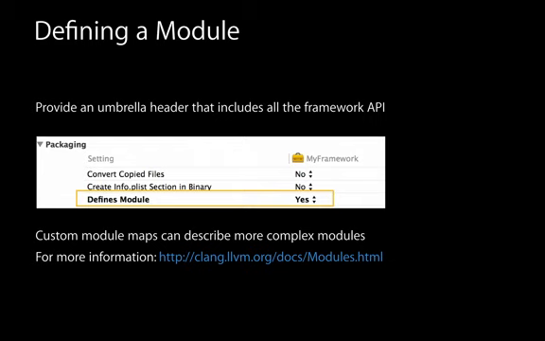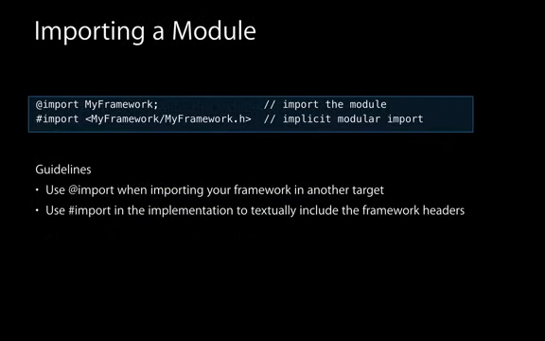After you've created a module, you'll want to use it. How do you do that? There's an @import keyword followed by the module name that tells the compiler, I want to import this module. If you haven't had a chance to update your code and you still have a #import to include the umbrella header, the compiler is smart enough to know that this is now a modular framework, and it will go ahead and treat that as an implicit modular import anyway.